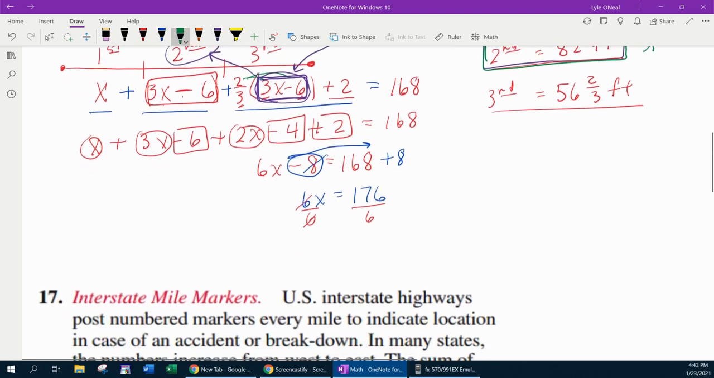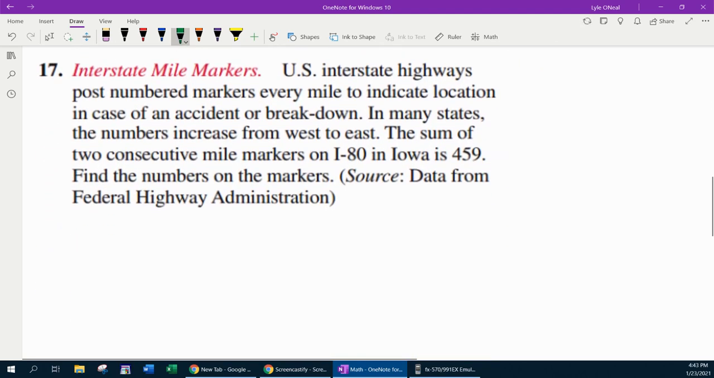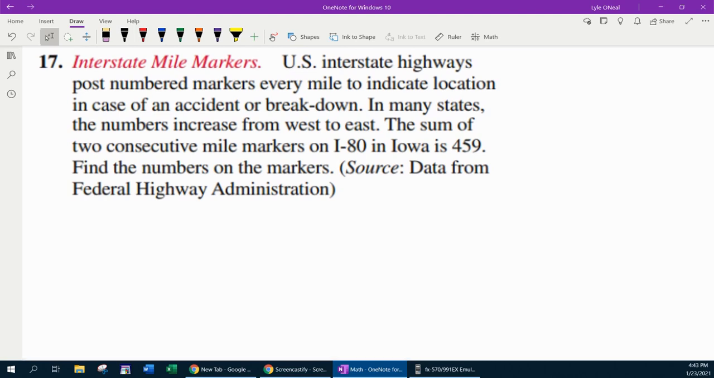Man, let's move on to the next one. Number 17, interstate mile markers. U.S. interstate highways post numbered markers every mile to indicate location in case of an accident or breakdown. Okay, this is the important part right here. Every mile they put a marker. In many states, the numbers increase from west to east.